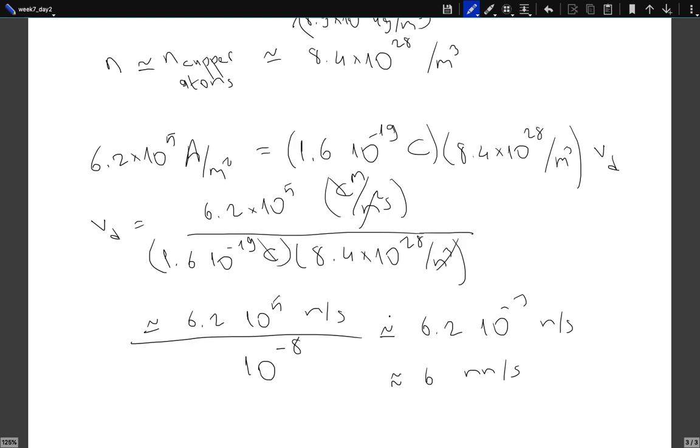Per second it just moves this much. Did I make a mistake in the numbers? Anyway, the book has a much smaller number, but even this is small enough. So when you turn on the electric switch, the electrons just move this much per second.